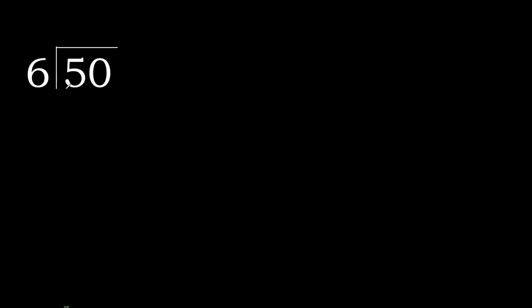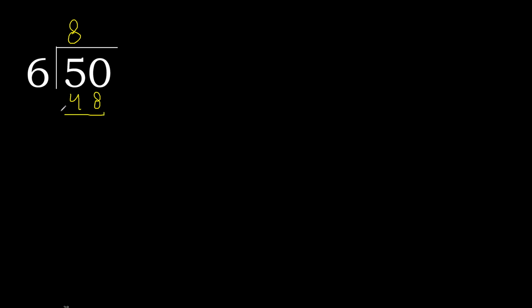50 divided by 6. 5 is less, therefore take the next digit, 50. 50 is not less, therefore 6 multiplied by which number is nearest to 50 but not greater? 6 multiplied by 9 is 54, which is greater. Multiplied by 8 is 48. Okay, it's not greater.